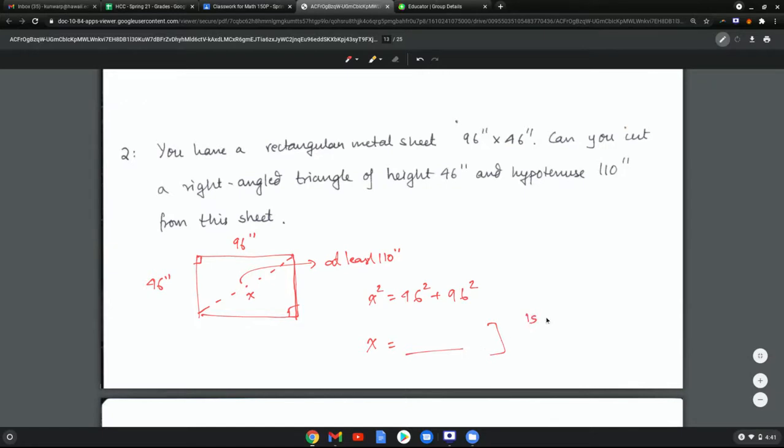If you look at this value, is it at least 110 inches? Because if it is not, that means you cannot cut a right angle triangle which has the height 46, right? Because that's going to require more amount of sheet. If it is less, then you can. Okay, that's the end of this video.